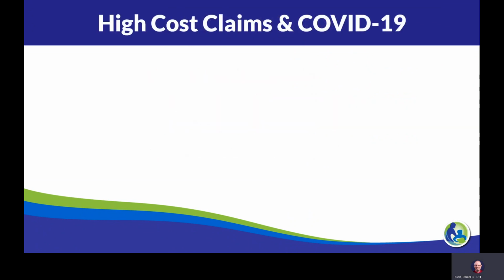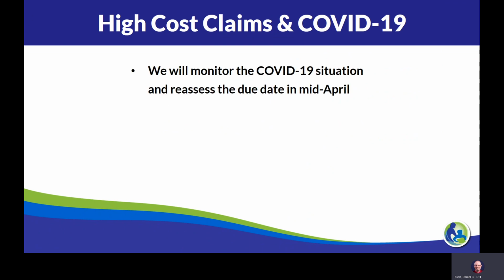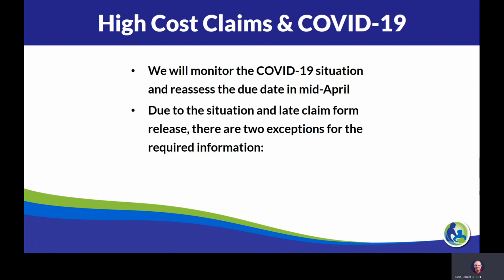However, as of this recording, we have the evolving COVID-19 situation that is affecting both schools across the state and around the country, as well as us at DPI. So we have been and will continue to monitor the COVID-19 situation. And when it gets to be mid-April, if we need to reassess the due date, we will. Because of the COVID-19 situation, and because the claim form is only coming out now in mid-March of 2020, we're going to have 2 exceptions for the required information entered in the claim form.